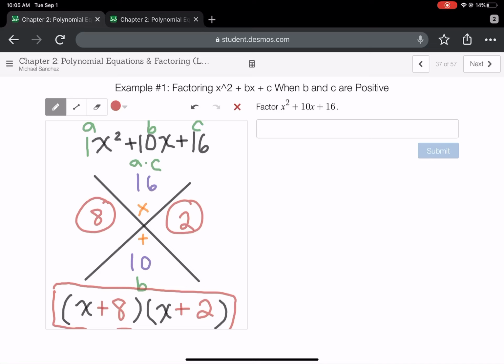If I were to multiply these two binomials together, I would get the trinomial back. So this is how to get from the trinomial to our two binomials. Notice how we're going backwards, and this is how we do it.